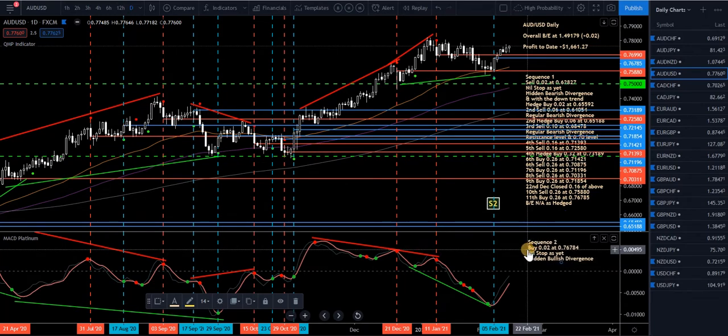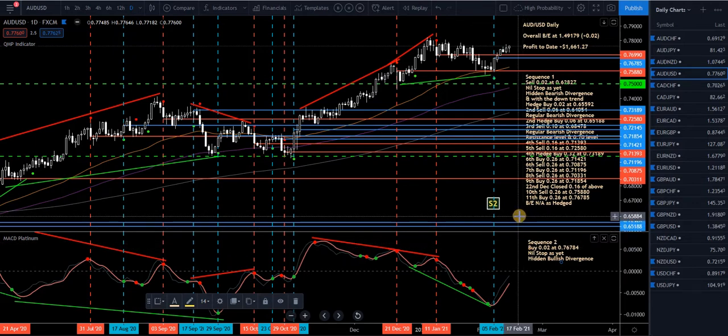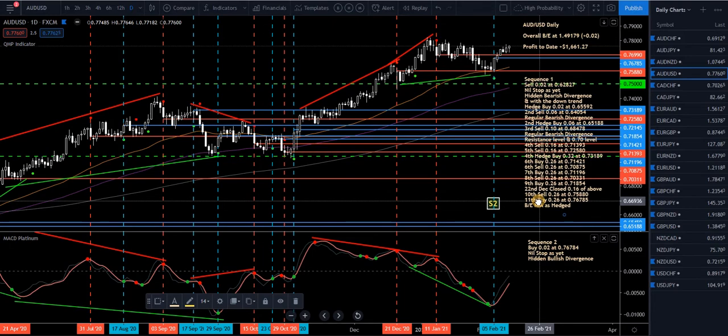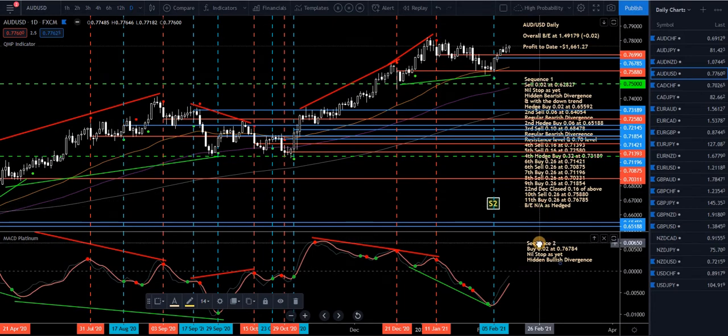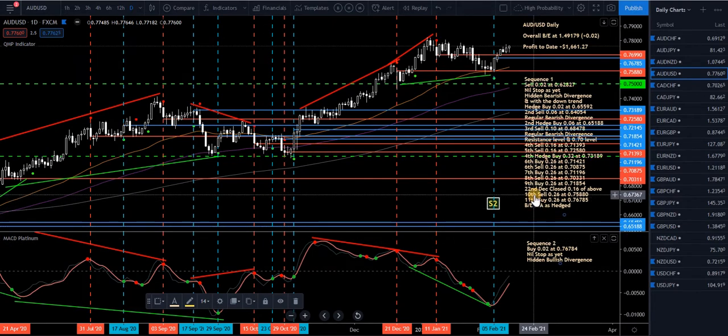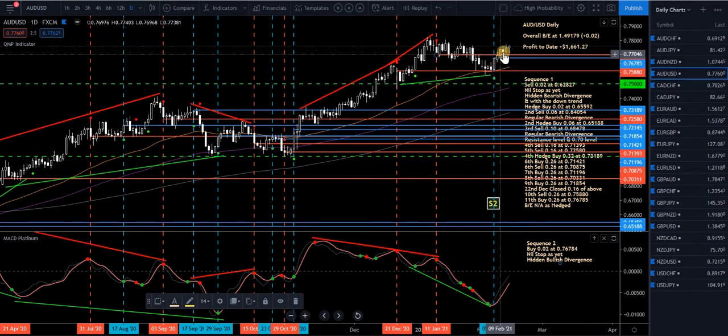With hidden divergence, I tend to use the hedging technique because I'm pretty confident I can always work my way out of just about all hidden divergences. Regular divergence, stop in place these days. So no stop. Sequence 2 is a buy, which is good. Don't worry about sequence 1 too much.